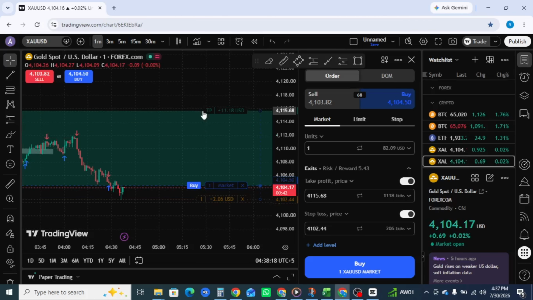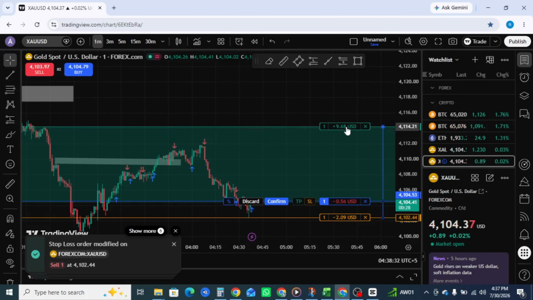A market order executes immediately at the current market price. A limit order executes only when the market reaches your selected price. A stop order becomes active once the market reaches your trigger price.